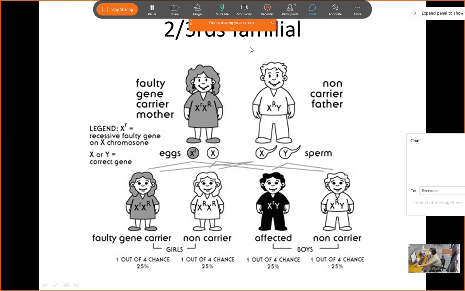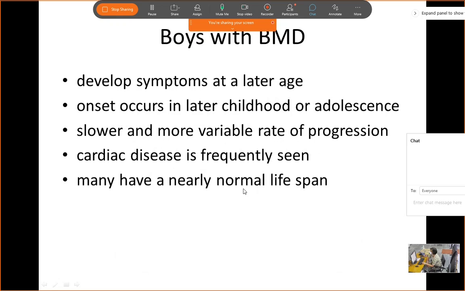So how does the inheritance happen? It's just like hemophilia. Two-thirds are familial. This is the mother with a defective X chromosome. This is a normal father. And there is a 25% chance that a daughter will carry the defective gene and become a carrier, or a daughter may be absolutely normal, getting the normal X's from the parents. A son may be affected, getting the abnormal X from the mother, or a son may be absolutely normal, getting the good X from the mother. Okay, so this is just like the inheritance of hemophilia.